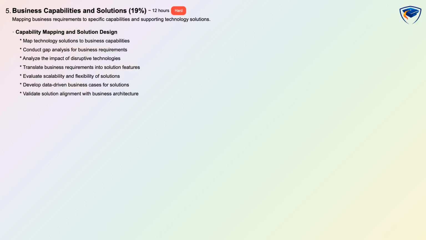Finally, in the business capabilities and solutions domain, you will be mapping business requirements to specific capabilities and supporting technology solutions. Key topics include mapping technology solutions to business capabilities, conducting gap analysis for business requirements, analyzing the impact of disruptive technologies, translating business requirements into solution features, evaluating scalability and flexibility of solutions, developing data-driven business cases for solutions, and validating solution alignment with business architecture.